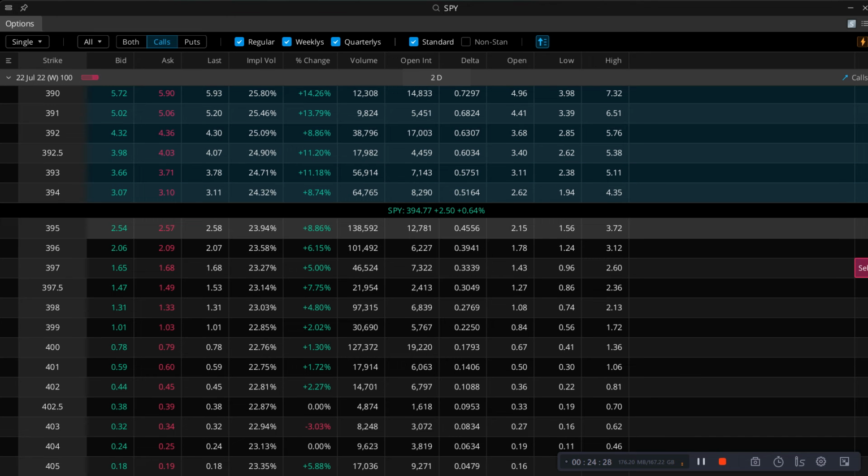The open interest was 12,000. This is significantly higher than my volume. I mean, my volume's significantly higher than this. My delta isn't at 1, so that's pretty good. That means I'm getting a good deal for the contract.